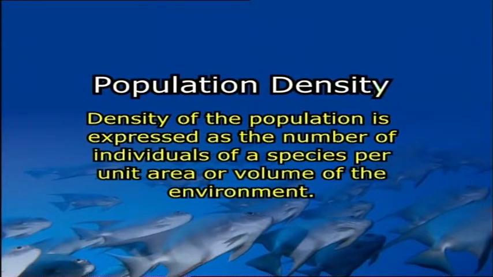More informative estimates of any population are given by density. Density of the population is expressed as the number of individuals of a species per unit area or volume of the environment. Larger organisms like trees are expressed as 500 trees per hectare, whereas smaller ones like phytoplankton can be represented per cubic meter of water. In terms of weight, density can be expressed as 100 pounds of fish per hectare of water surface.